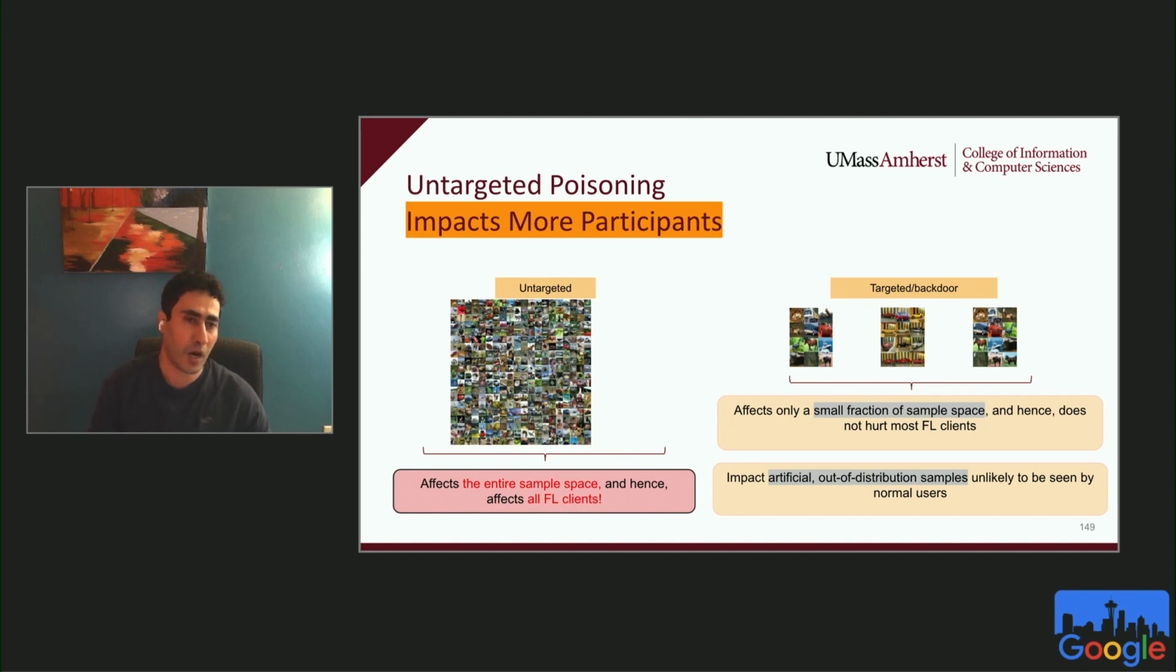So the first reason is that untargeted poisoning has the potential to impact many more participants compared to the other two types, targeted and backdoors. In fact, targeted and backdoor attacks by design impact a small fraction of input samples from the input space, and many of them could be artificial samples which may not be observed by actual users. Whereas in the case of untargeted poisoning, the goal is to impact any input sample and reduce the accuracy for arbitrary users.